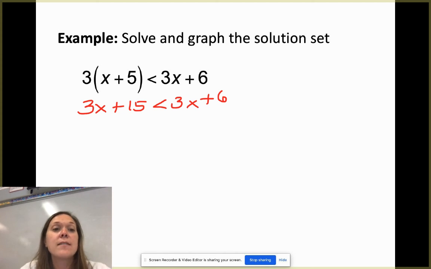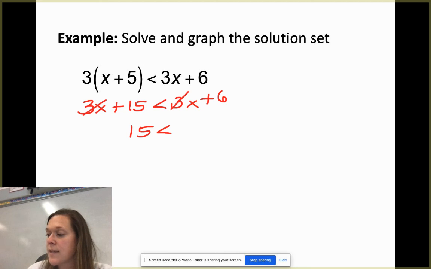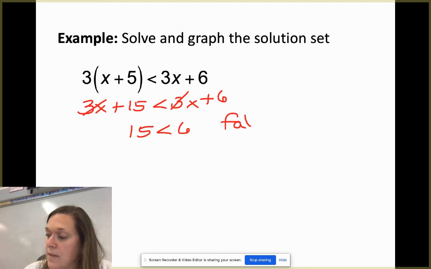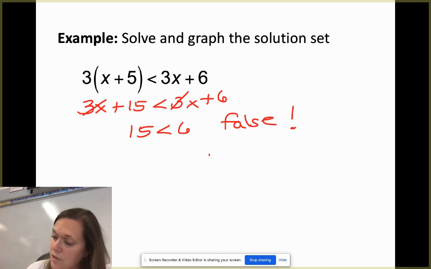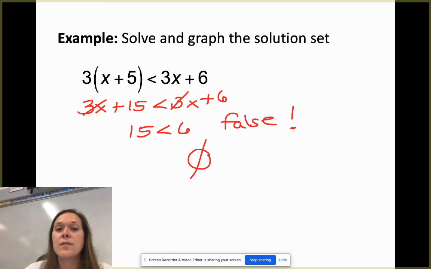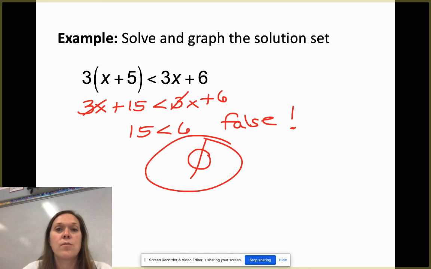Notice I have a 3x on both sides. They would end up canceling out. Now I'm left with 15 is less than 6. Is that true or false? That's definitely false. 15 is not less than 6. So this is a contradiction. And what do our contradiction answers have? For an answer, no solution. What does the solution set look like? An empty number line with nothing on it.